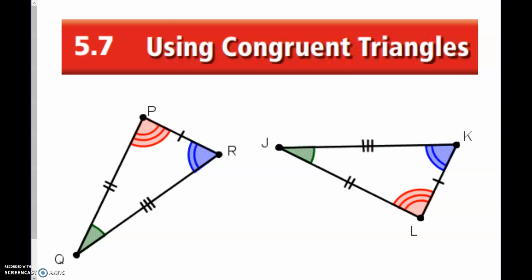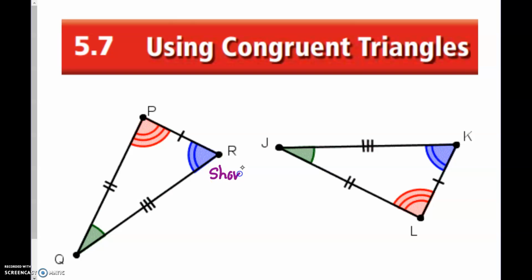We're in chapter 5, lesson number 7, and we're going to be using congruent triangles. So in the last few days, we've been going through congruent statements, and at first we had to show that all 6 corresponding parts were congruent in order to get the triangles congruent, similar to what these two triangles that we have here. But then we learned some shortcuts.